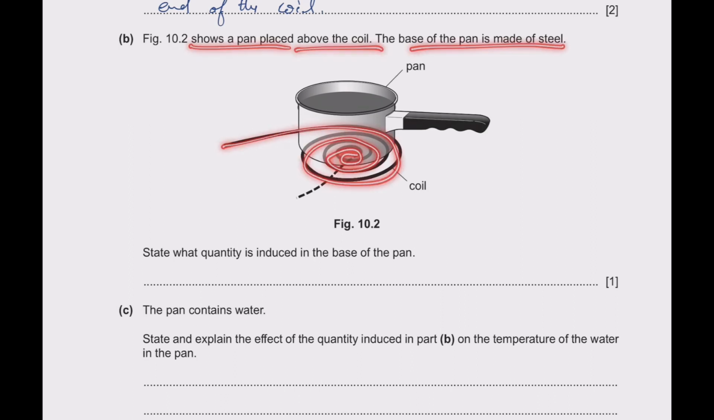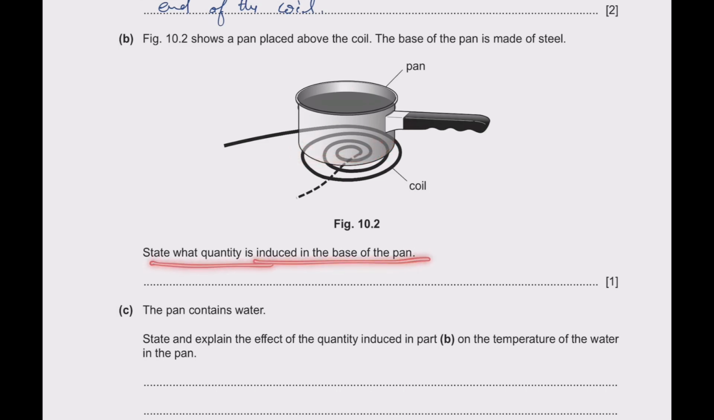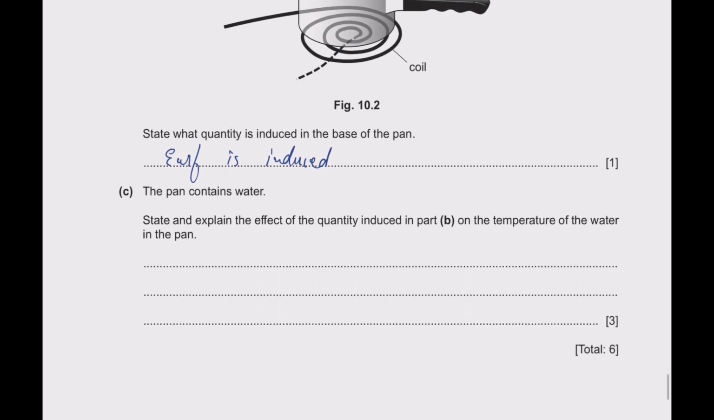Okay, now the figure shows a pan placed above the coil. The base of the pan is made of steel. State what quantity is induced in the base of the pan. At the base of the pan, what quantity is induced? We can say due to change in the magnetic flux, an EMF is induced, or you can say the potential difference is induced. Both are the same answer.